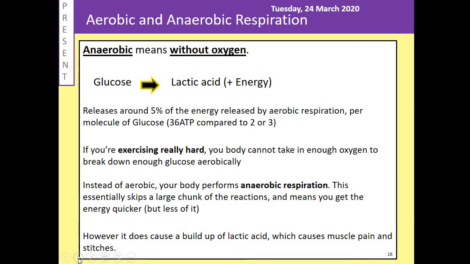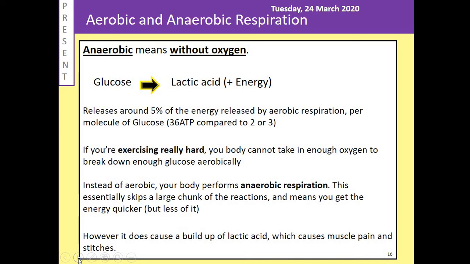So if you're exercising really, really hard and you can't get enough oxygen into your body to break down that glucose aerobically, then we'll start to respire anaerobically. Okay, essentially this skips a large chunk of reactions and you break down the glucose much quicker, but in exchange you get less ATP molecules for that.